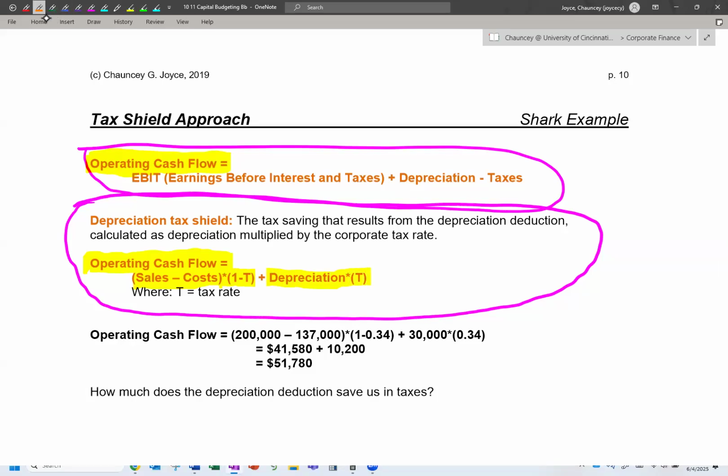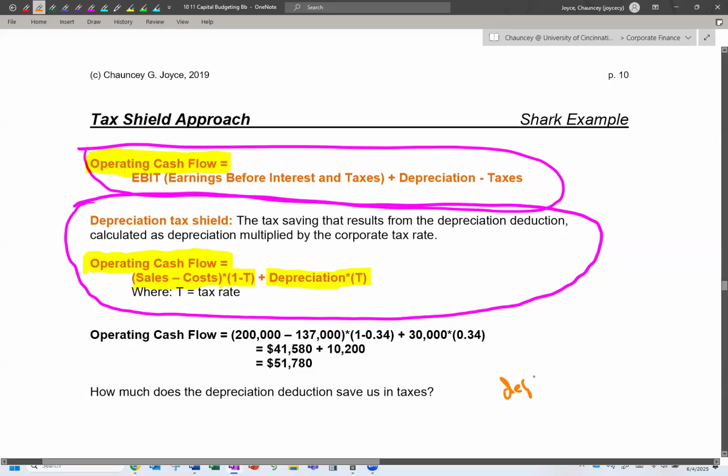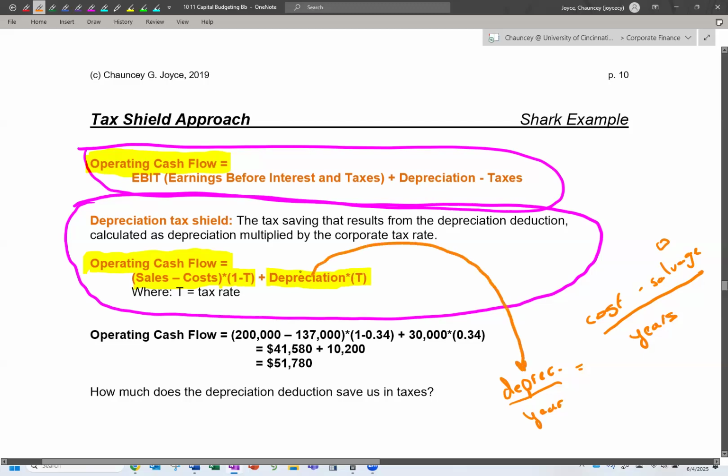So depreciation, it's not shown here, but just be careful with your depreciation expense. It is per year. So that would just be maybe the cost of the equipment, less salvage. For most of your intro courses, we just depreciate straight line to 0, meaning that salvage is 0. So it's just cost over years. That would be the depreciation line, then times the tax rate. So this component here, depreciation times tax rate, is the depreciation tax shield.